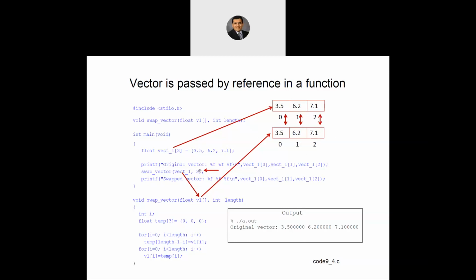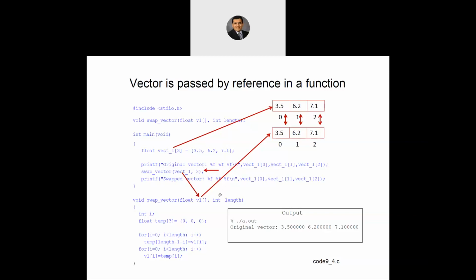What about the second argument? 3 is passed to length variable. Is this also called by reference? No, this is called by value. If the length value is changed inside this function, it won't change the 3 value over here. Okay, this is called by value. Since you are passing an array, it is called by reference.